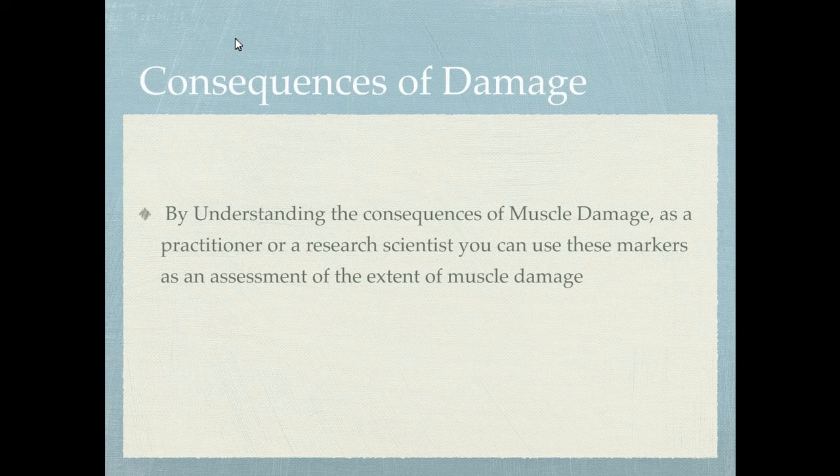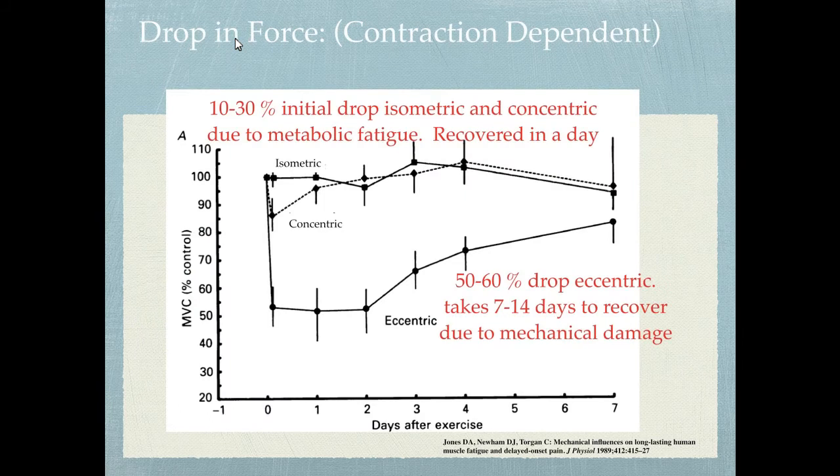And this leads us to the understanding of why. What are the consequences of muscle damage? Because as either a practitioner or a research scientist, you can use these markers as an assessment of the extent of muscle damage. So what are the consequences? Well, one is a loss of force.